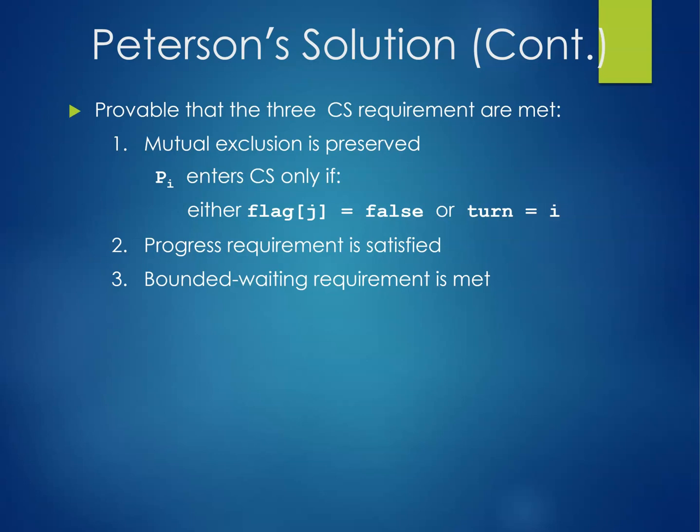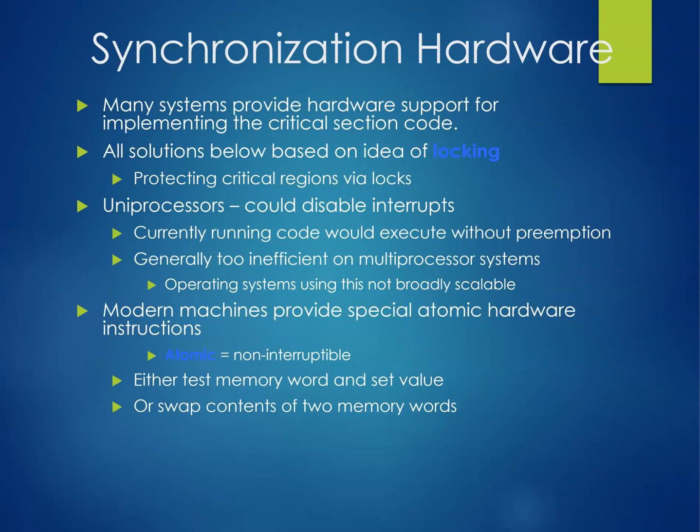Peterson's solution is provable in that the three requirements are met. Mutual exclusion is observed: P_i enters the critical section only if flag[j] equals false or turn equals i. The progress requirement is satisfied, and the bounded waiting requirement is met.